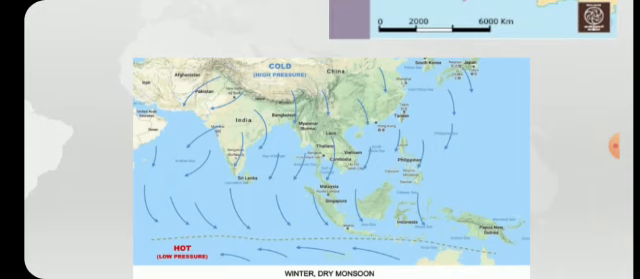During winter it will be dry offshore. The northeast monsoon winds blow from high pressure to low pressure region. You can see in the picture here, from high pressure to low pressure it is blowing. From where are these winds originating? These are originating from Mongolia and northwest China.